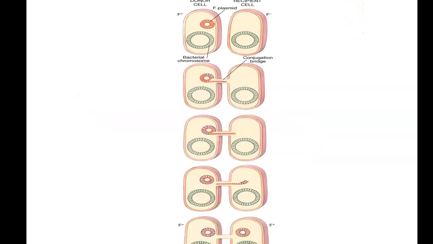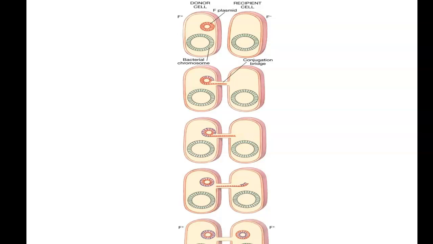If we take a look at a picture of how those resistant genes can be transferred, we have our donor cell, our F plus cell, which has that fertility plasmid. It's next to that recipient cell. It has that F plasmid, so it has the directions to make that conjugation bridge. The conjugation bridge forms, and if you notice, that F plus cell is transmitting a copy of its plasmid. At the end of this conjugation procedure, that F minus cell looks exactly like that F plus cell. Now it's become the donor cell.